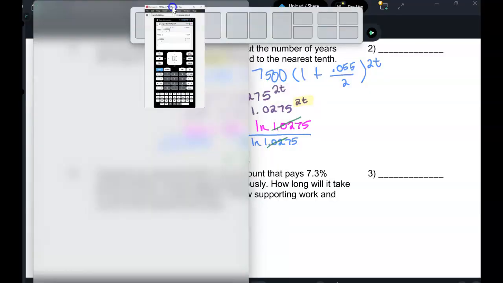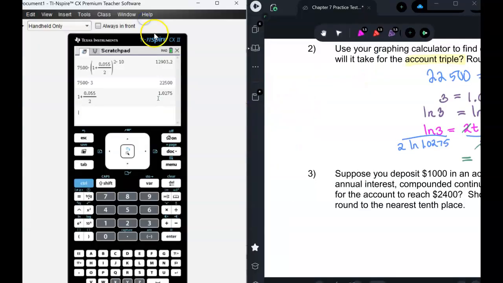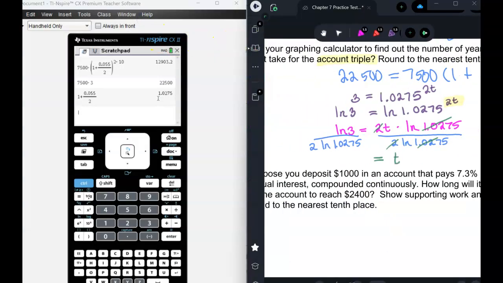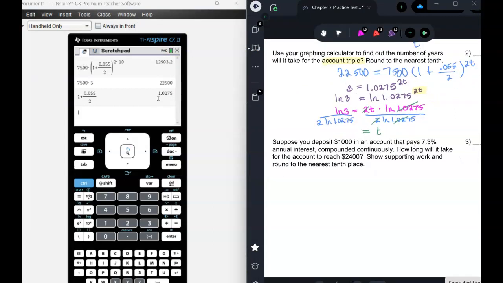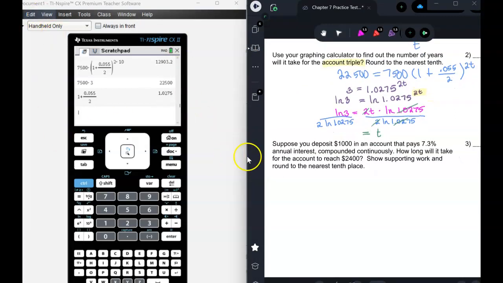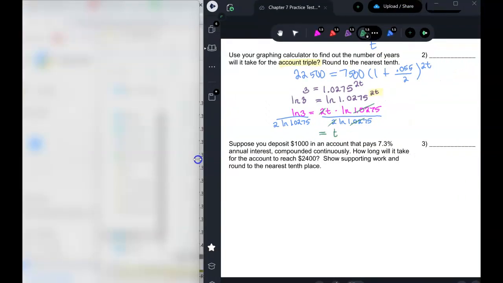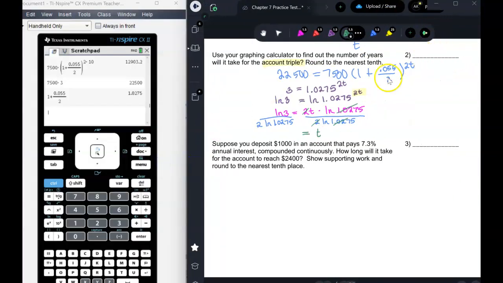Wait, let's change my calculator. Yeah, but how did you get 22? Because it said they want to triple. So it's triple. You want to see how long it would take to get to that. Trying to find the time. But what did you do? 12,000 triple? No. Because the initial amount was only 7,500. Okay, so I'm going to do control divide. You just plug in the formula and solve it for t.